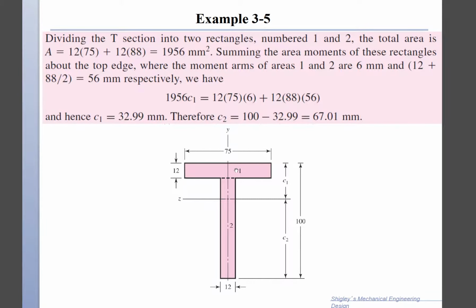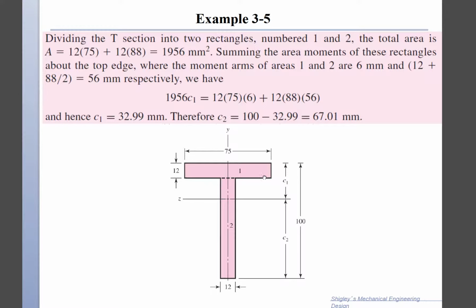So in this case, first I need to find the location of the neutral axis, because that's where I'm going to locate my coordinate system. And in order for me to do that, I will assume that the neutral axis is a distance C1 from the top fiber and C2 from the bottom fiber. So with this assumption, I need to find C1 and C2. Obviously the sum of these is equal to 100, so I just need one number.